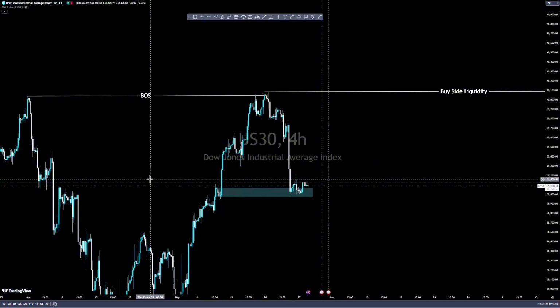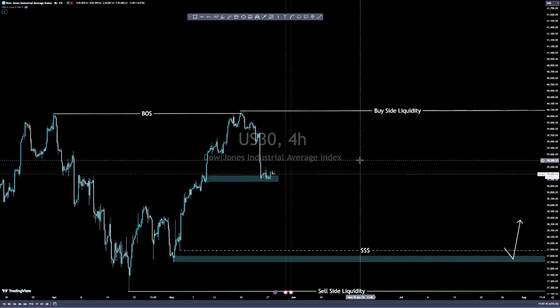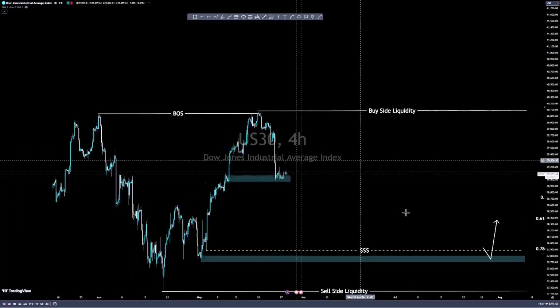So it's very important to look at both perspectives. Just because price is not at a discounted zone, it doesn't mean price won't buy. You understand? So you need to be careful. You need to be careful.